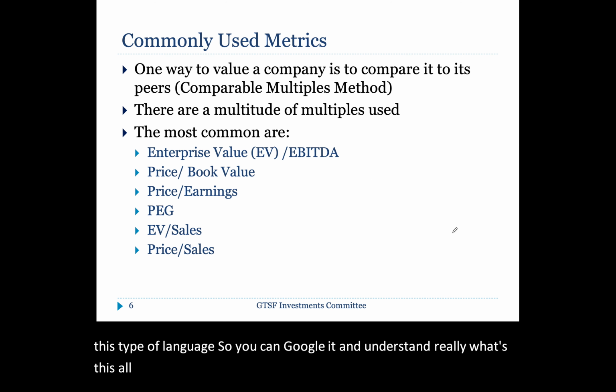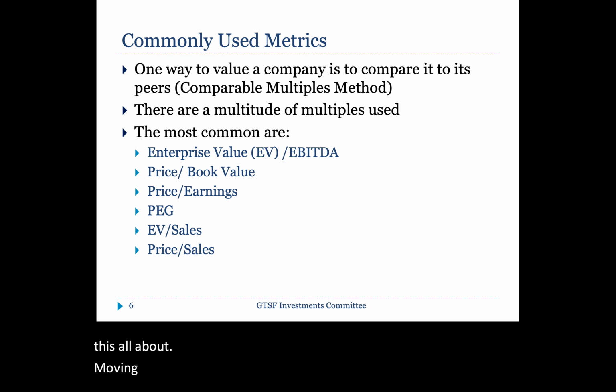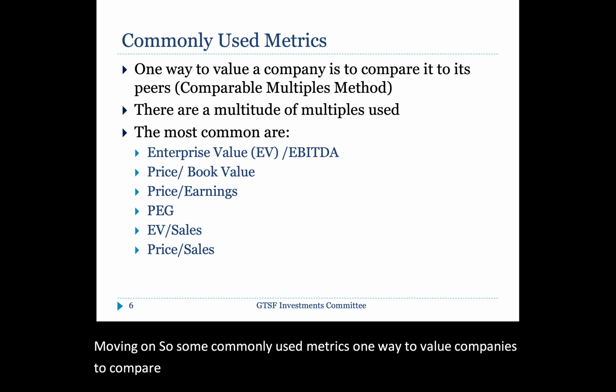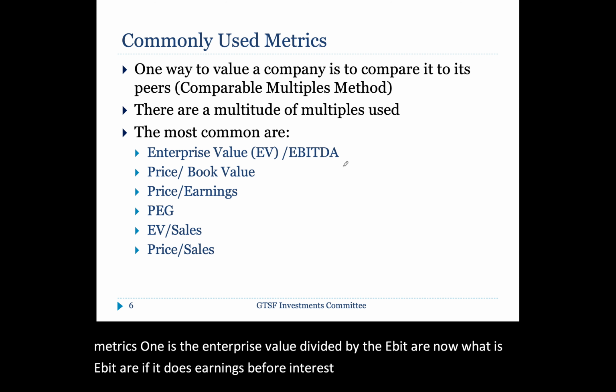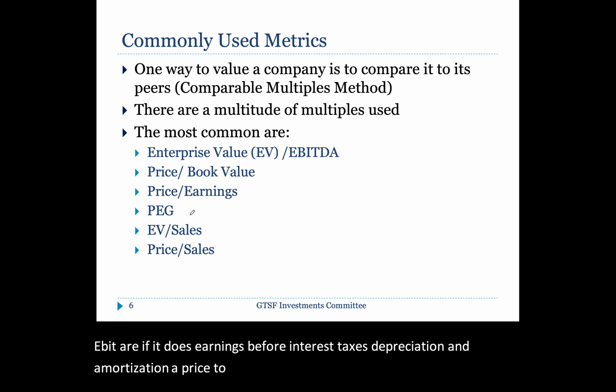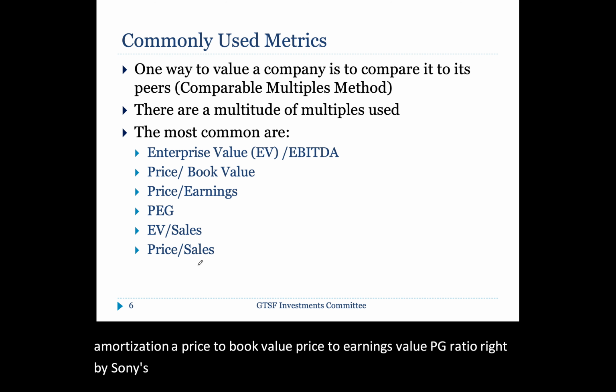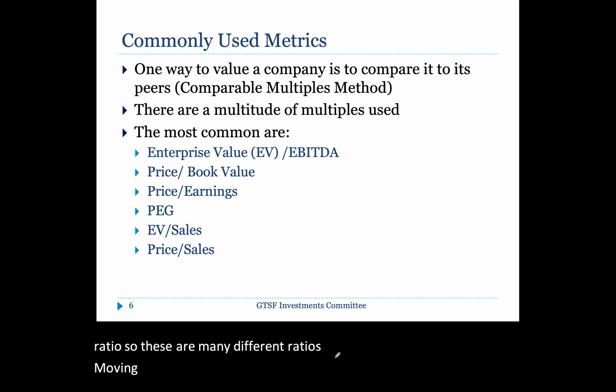Okay, moving on. So some commonly used metrics. One way to value a company is to compare it to its peers, right? So what are the common ways to look at metrics? One is the enterprise value divided by the EBITDA. Now what is EBITDA? EBITDA is earnings before interest, taxes, depreciation and amortization. Then there's price to book value, price to earnings value, PEG ratio, the price to earnings growth ratio, enterprise value divided by sales, and price to sales ratio. So these are many different ratios we're going to jump into very, very briefly.